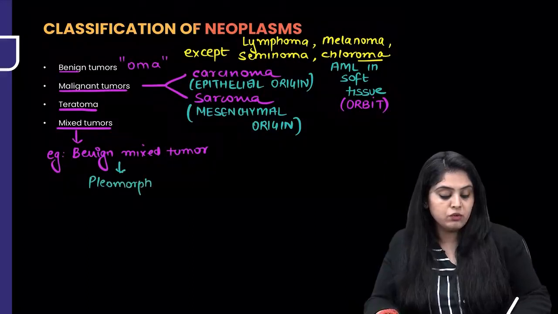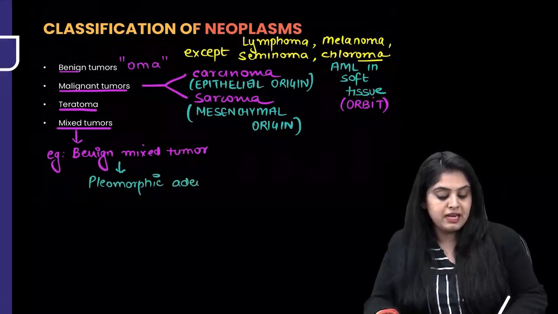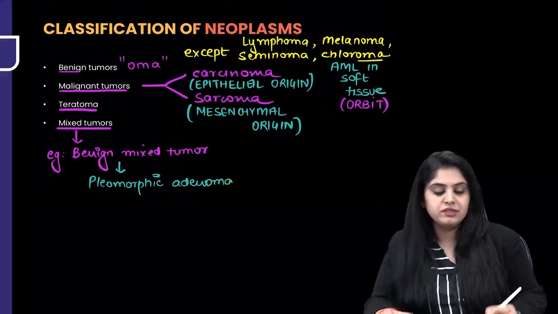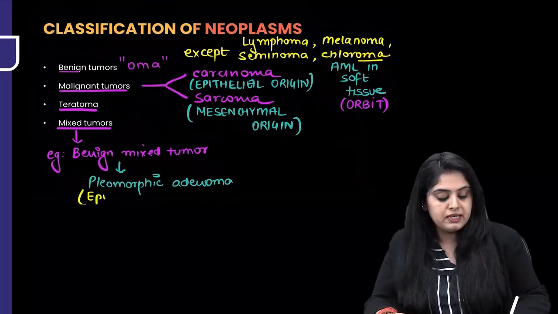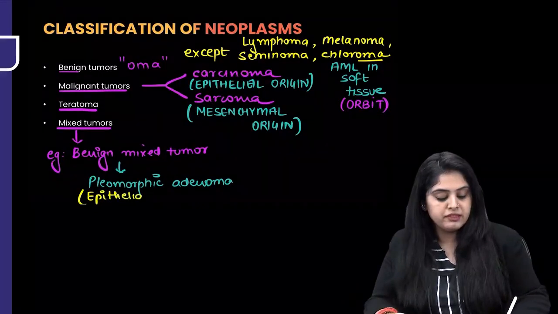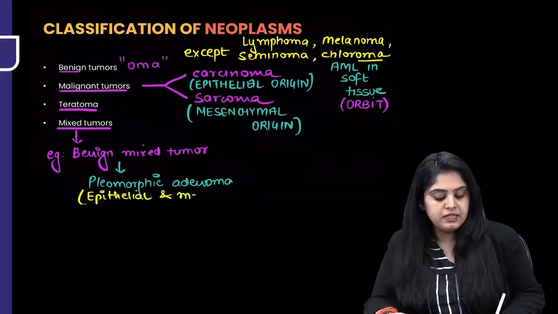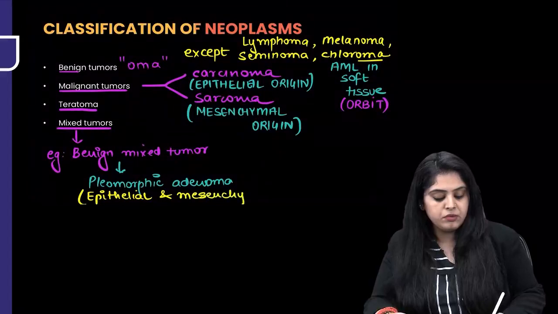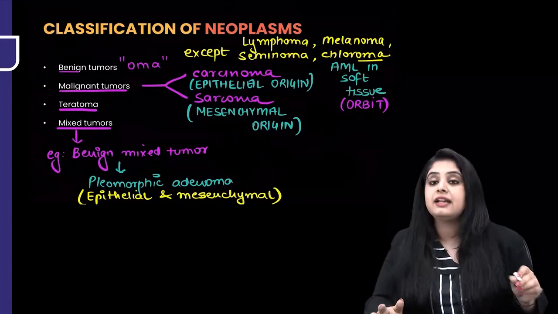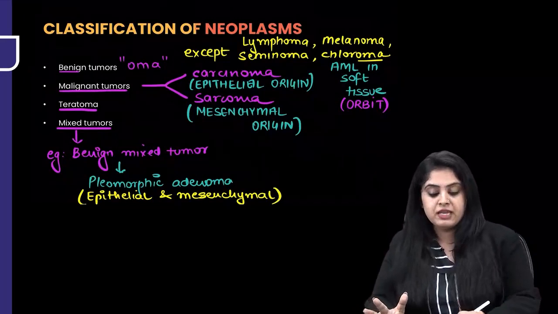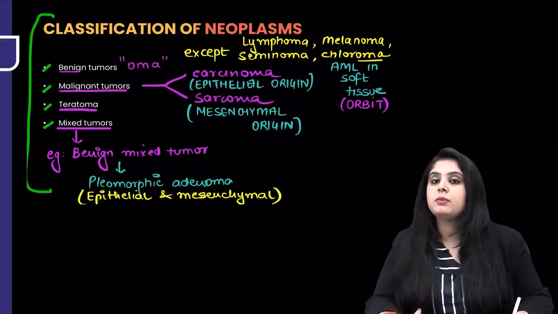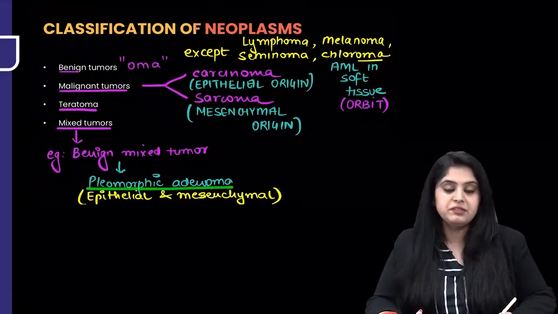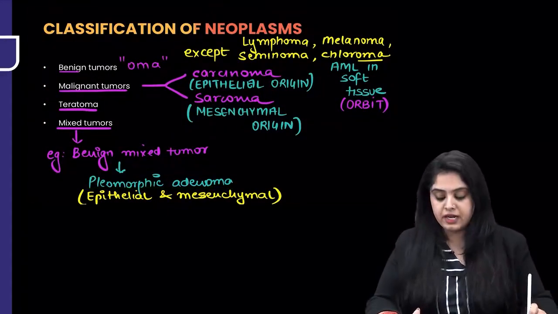Pleomorphic adenoma is also known as the benign mixed tumor. You will ask me, what is the meaning of mixture? What is getting mixed? It has both epithelial and mesenchymal components in the same tumor. Epithelial and mesenchymal components both are present, and that is a benign mixed tumor. I hope everyone's okay with the classification: benign, malignant, teratoma and mixed tumor. The example of a mixed tumor: salivary gland, parotid, pleomorphic adenoma.